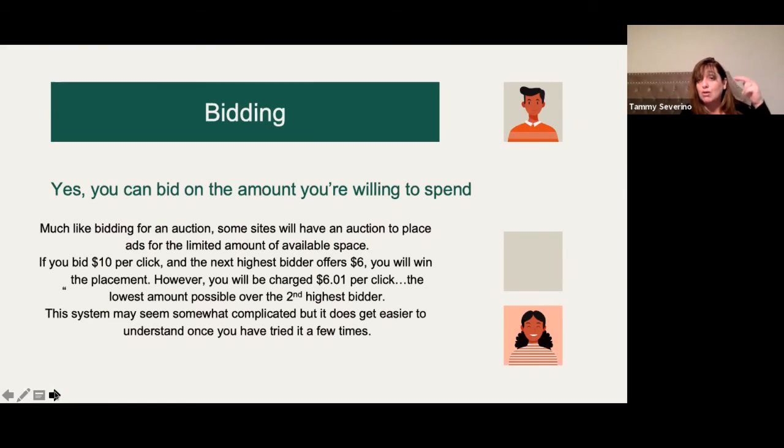When prices are going up, bidding becomes more expensive. Sometimes it's cheaper than the pay-per-click. And sometimes pay-per-click, because it's an established amount, they'll offer you a better rate. So you have to assess which way they're offering it and which one is going to do better things for you.